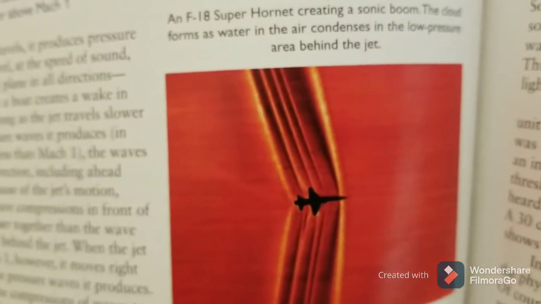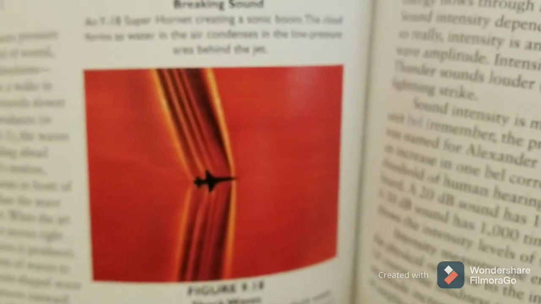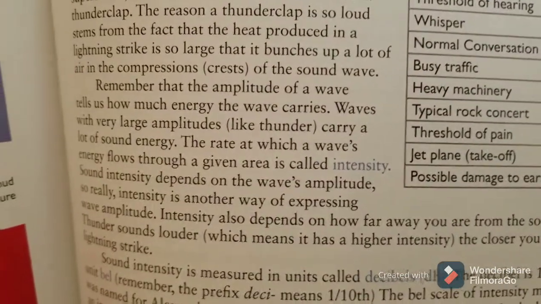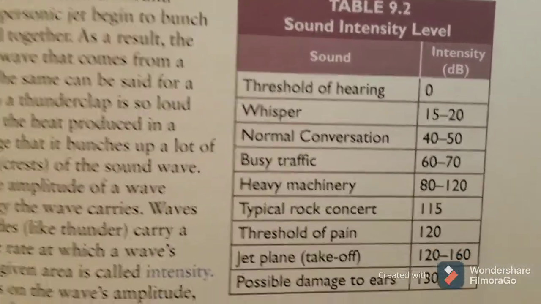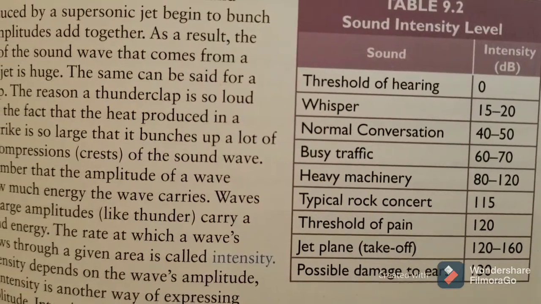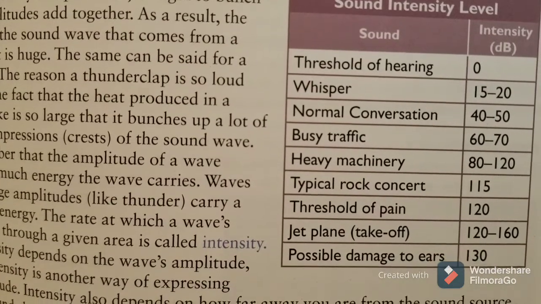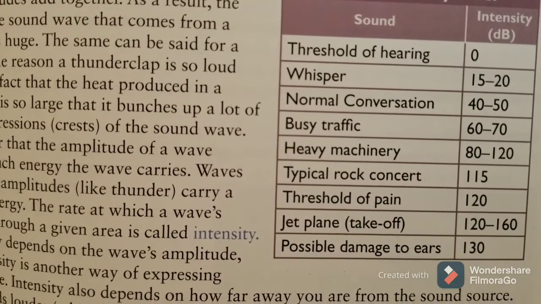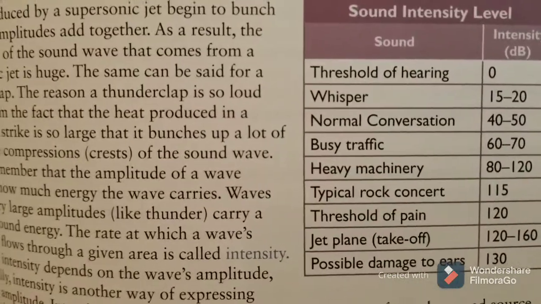All right, so I believe we are almost done. Let's see here. So we've got decibels. What are decibels? We're going to stay over here in the textbook now. They have here threshold of hearing, 0. Whisper is 15 to 20 decibels. Normal conversation, 40 to 50 decibels. Busy traffic, louder. Jet plane takeoff, 120 to 160. Possible damage to ears, 130 is potential there.